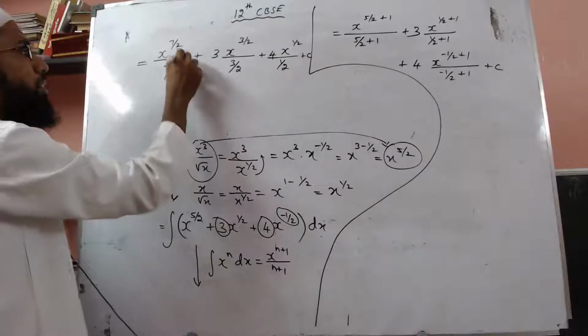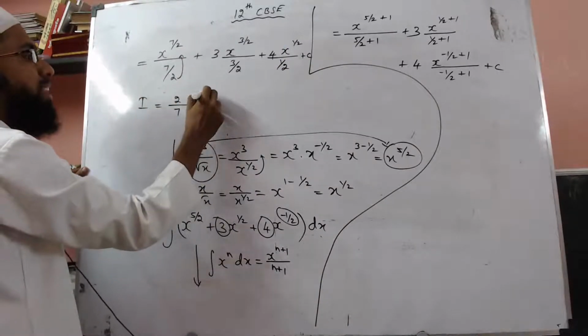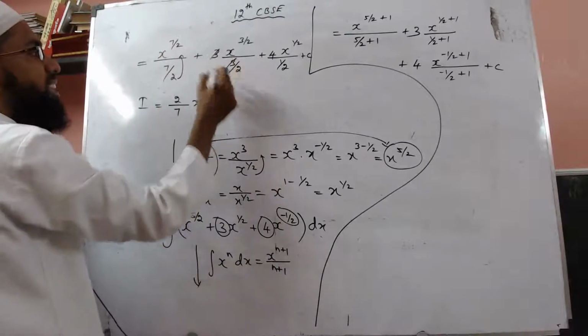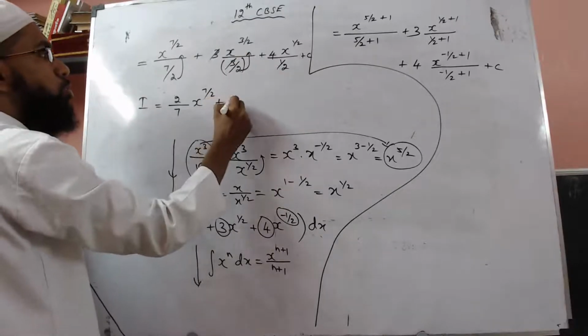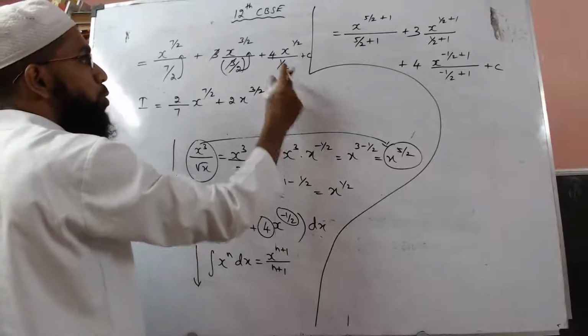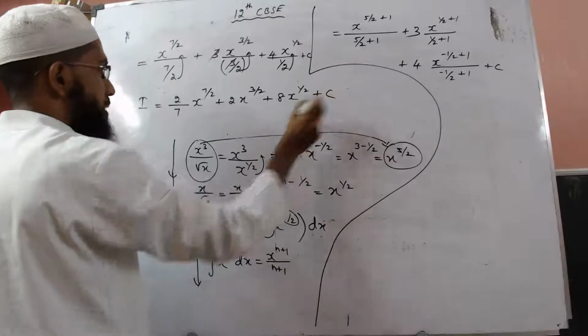Now what I can do, I can bring this 2 to the numerator. I can write it as 2 by 7 x power 7 by 2. I can bring this 2 to the numerator. 2 into 3, I can cancel this 3 and this 3. Bring this 2 to the numerator, it will become plus 2 into x power 3 by 2. Bring this 2 to the numerator, it will become plus 8 into 2 into 4, it will become 8 into x power 1 by 2 plus c.